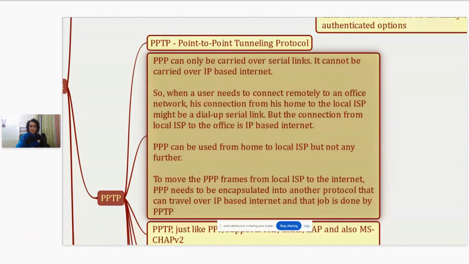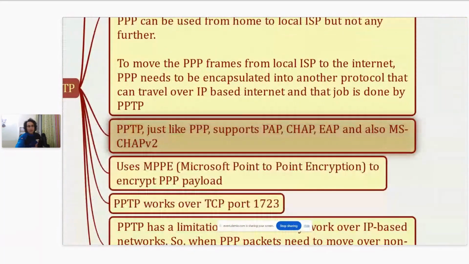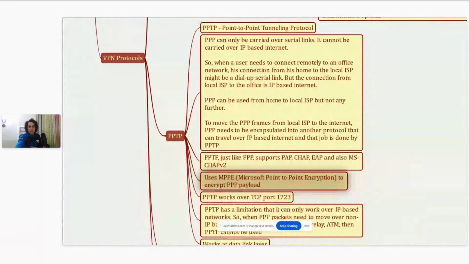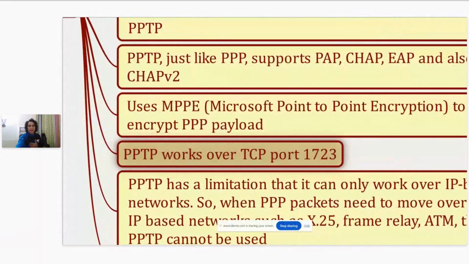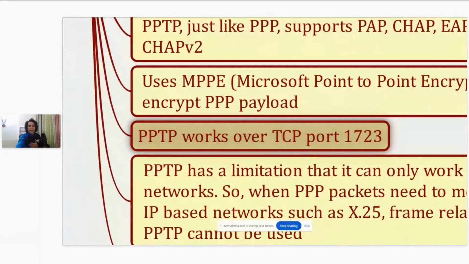Okay. PPTP also needs to have some authentication options. Just like PPP, it supports PAP, CHAP, EAP, and it also supports an improved version of CHAP, which is MS-CHAP version 2. Now, PPP itself does not have any encryption capabilities. So PPTP provides some encryption capabilities by using something called MPPE, Microsoft Point-to-Point Encryption, to encrypt the PPP payload. And like I said, PPTP encapsulates PPP in TCP packets.